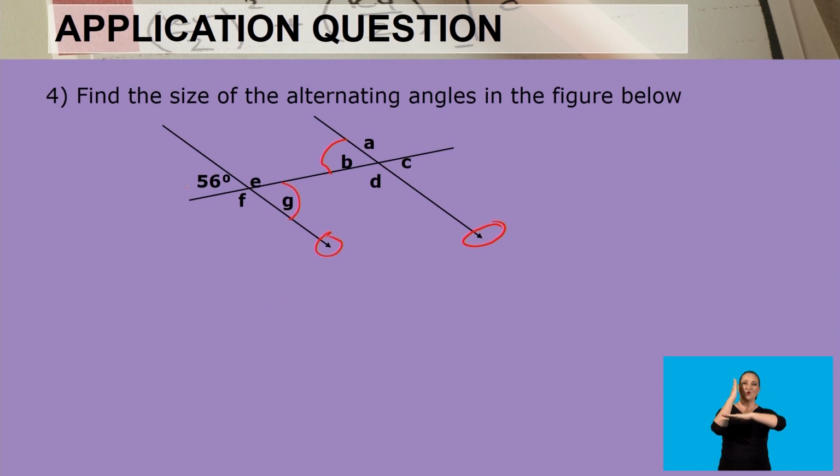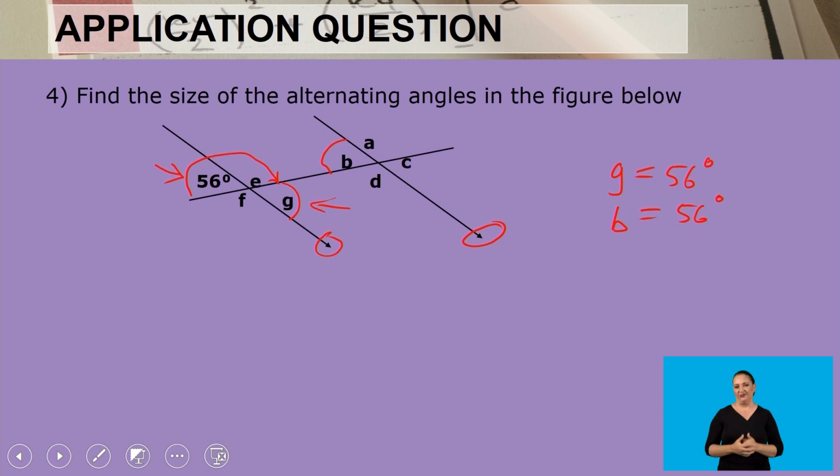We know that angle 56 and angle G are vertically opposite. Therefore, angle G equals 56 degrees. And if angle G alternates with angle B, then angle B also equals 56 degrees. And there is another set of alternate angles, that is angle E and angle D. And if angle 56 and angle E are equal to 180, let me use a different color so that we do not mix.